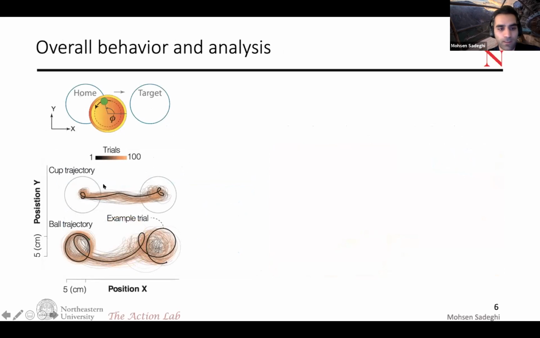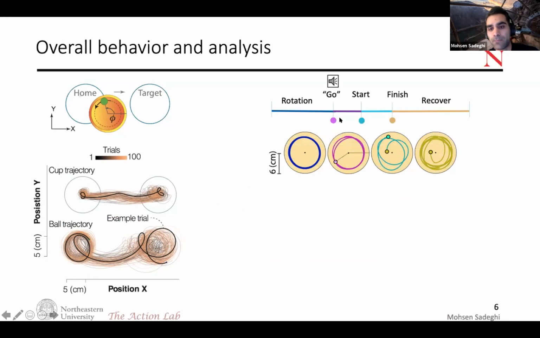Here we have an overview of the trajectory of the cup and the ball with respect to the inertial reference frame. I'm showing about 100 example trials here, and the black line is just a single example trial. We're going to mainly focus on the movement of the ball. We can take the ball trajectory and represent it in the cup frame of reference and break it into 4 different phases of the trial.